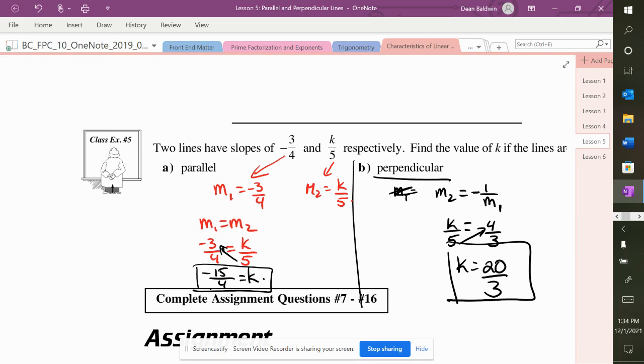Are there any questions about that? If slopes are the same, you just set them equal, solve. If slopes are perpendicular, you flip one, make it negative, and set them equal, and then solve. Okay? That's the whole lesson. Here's the questions I would like you to do.